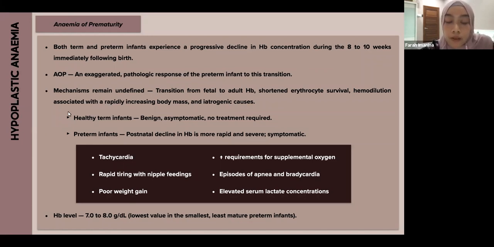Okay, so like I said before, physiological anemia is usually benign, asymptomatic, no treatment required. But in anemia of prematurity, since this condition is more severe, the baby might have symptoms and signs. For example, they might have tachycardia, rapid tiring with feeding, poor weight gain, increased requirement of oxygen, apnea or bradycardia, and also elevated serum lactate. So they might need treatment for this condition. Okay, and the reduction of hemoglobin can go as low as 7 to 8 gram per deciliter. And usually the smaller the baby is, or the more premature the baby is, the lower the hemoglobin level that we can see. Okay.